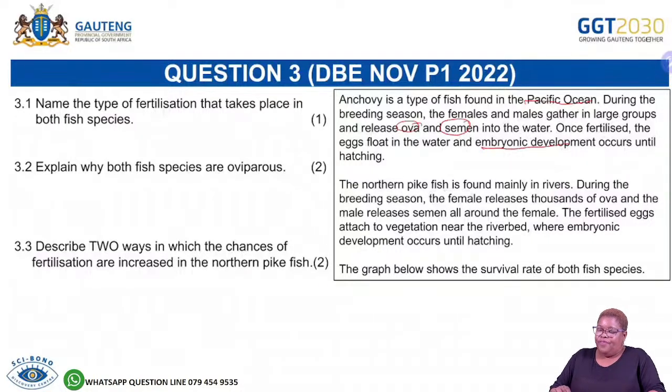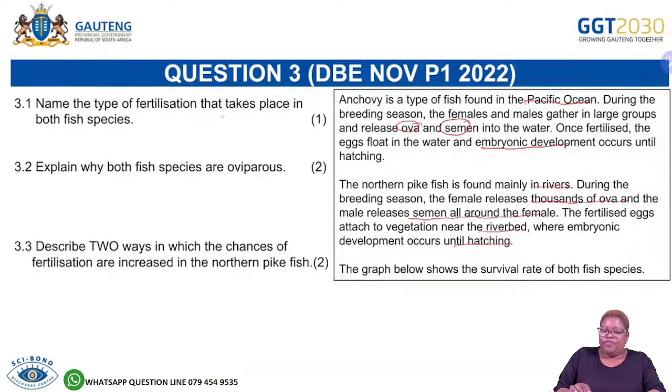The northern pike fish is found mainly in the rivers. During the breeding season, the female releases thousands of ova and the male releases semen all around the female, right? The fertilized eggs are attached to vegetation near the riverbed where embryonic development occurs until hatching. We are also given the graph. The graph below shows the survival rate of both fish species. So later on we will be looking at the graph there.